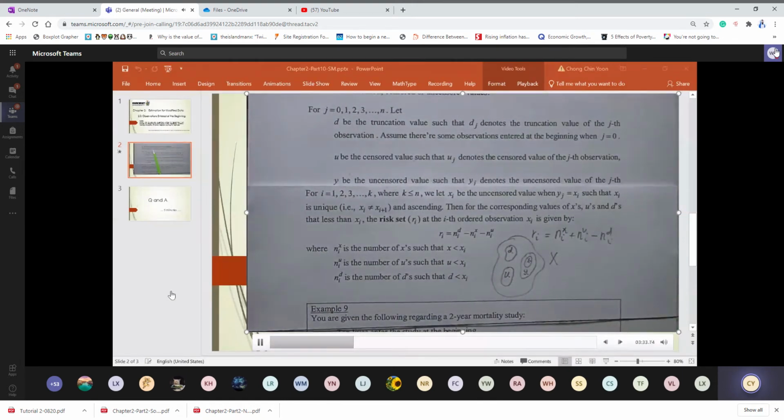So let's go to example 9. Before that, you have to understand this subset, right? Because the y value is uncensored, it may be repeated. After you take out all the repeated values as distinct, then it becomes x. In fact, they're the same, only this is distinct and this is repeated. This one we have practiced many examples. Now let's go to example 9.